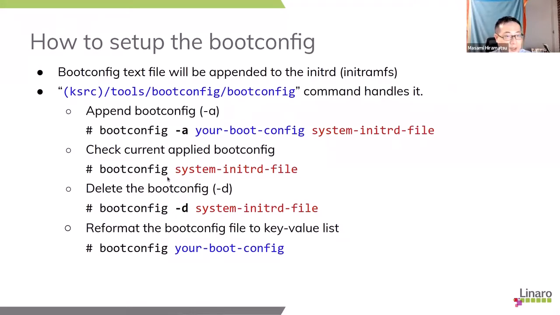So how can we pass the bootconfig to the kernel? As I said before, the bootconfig file will be loaded with initrd. There is a bootconfig command under tools/bootconfig that can handle the initrd operation. For example, the -a option will append your bootconfig file to the initrd image, and the -d option can delete it. Moreover, if you pass the initrd file to the bootconfig command, you can check the currently applied bootconfig. And if you pass a bootconfig file to the bootconfig command, it reformats the file to a key-value list.